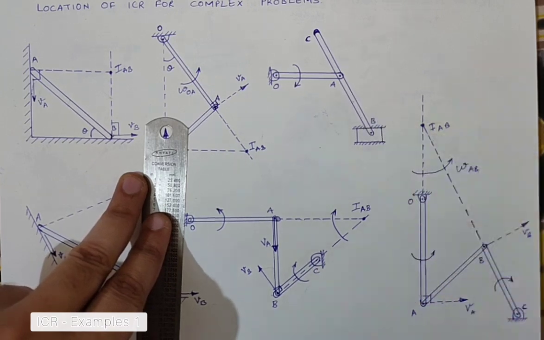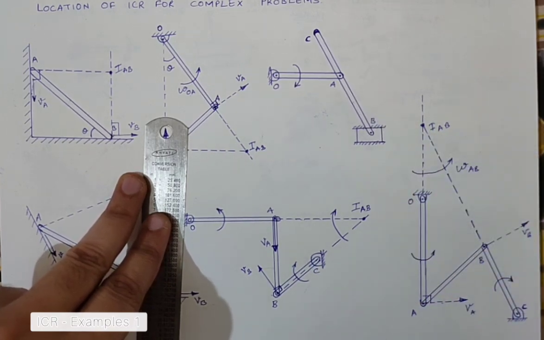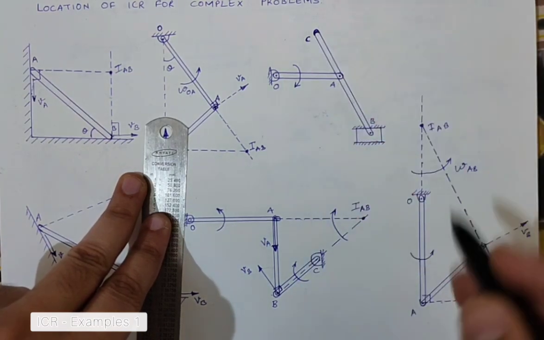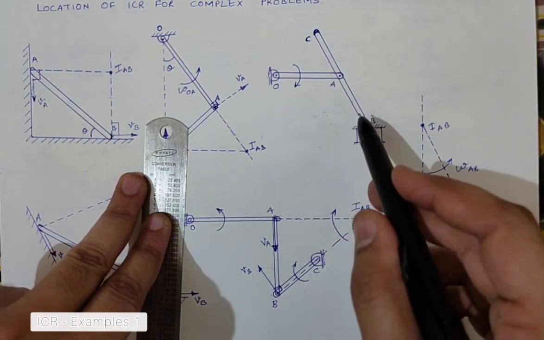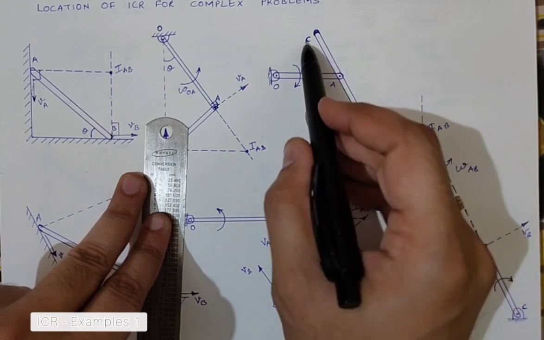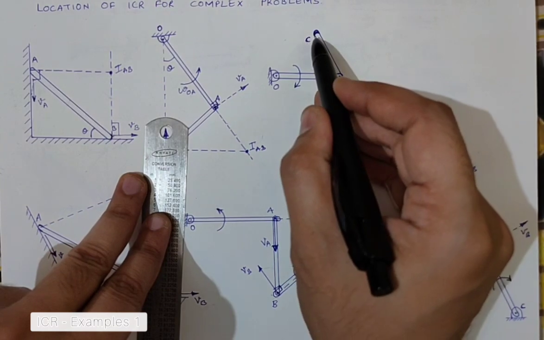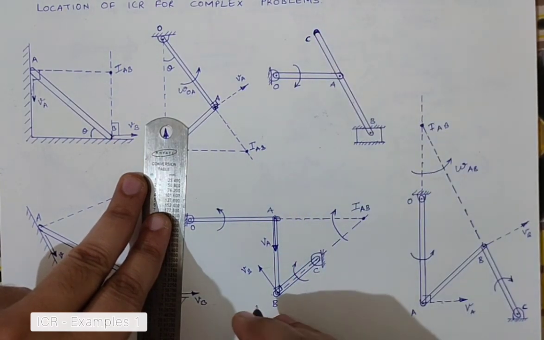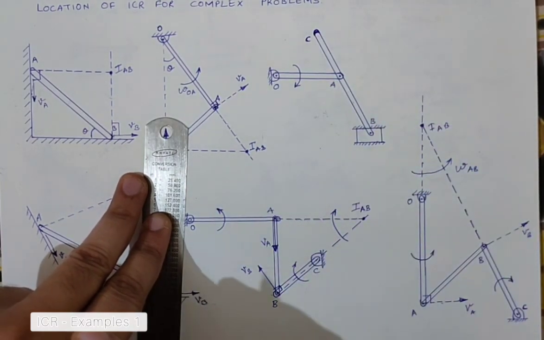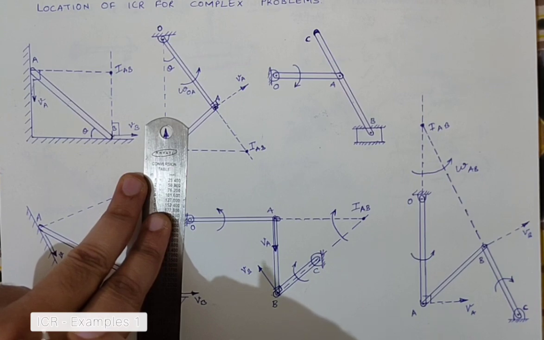Now coming to the last example for this particular video. In this, we want to find out the velocity of point C. Maybe in this given example, I just want you to find out the direction of the velocity of point C. Since we are not into solving the problems, I just want you to find the direction of the velocity of point C. So how do we do that?